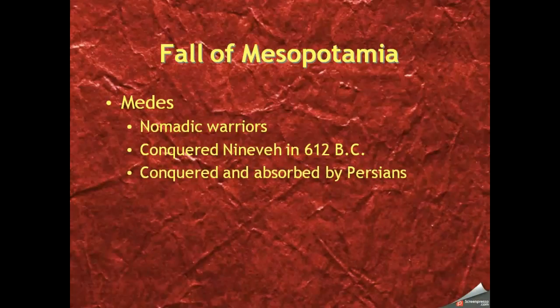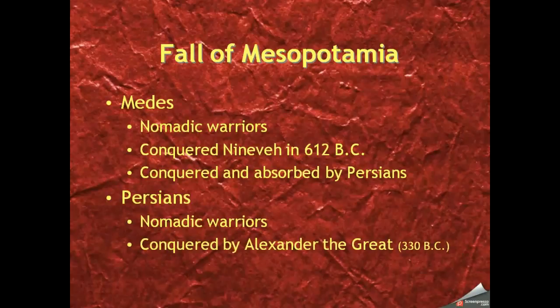If you saw the movie The 300, you watched the Spartans fight against the Persians. Persians became a world empire, of course, at this point. They were also nomadic warriors that no doubt wanted this land. They were conquered by the great Greek ruler Alexander the Great in 330 BC. And at that point, the Greeks become a world empire.